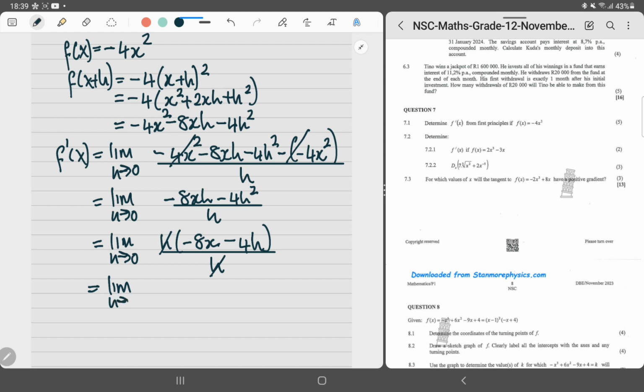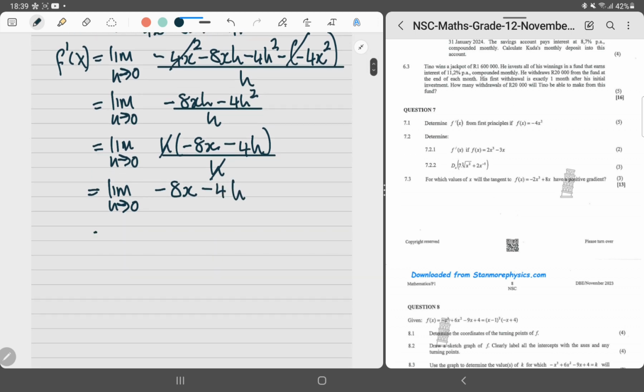Limit as h approaches 0, minus 8x minus 4h. So minus 8x minus 4, then the h must be 0. So you'll be left with negative 8x.